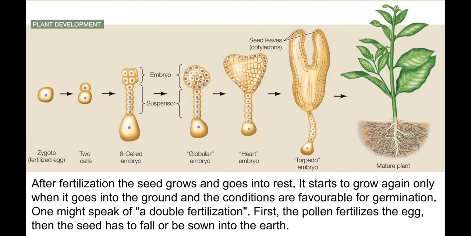But the embryo does not develop quickly into a mature plant, because it just gets to rest before it falls or is sown into good conditions in earth and good soil, with moisture and temperature good enough to grow.